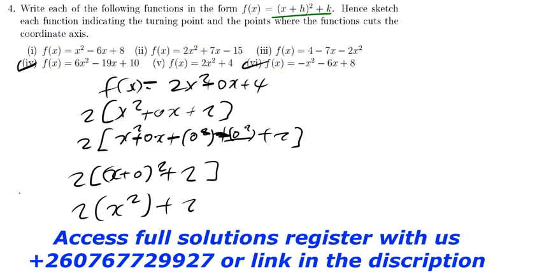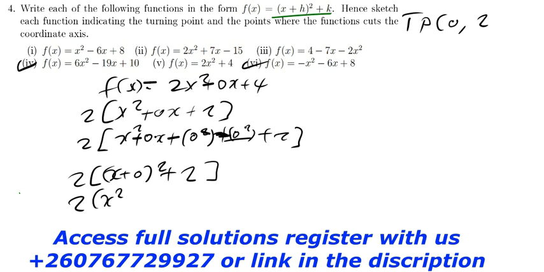You have seen, right? Then you know that the turning point will now be 0. This will still be 0 comma 2. Now when we open the brackets, it will be like this. Now I open the bracket, that will be 4. So still it will go back to the original one. So the turning point now is 0 comma 4.